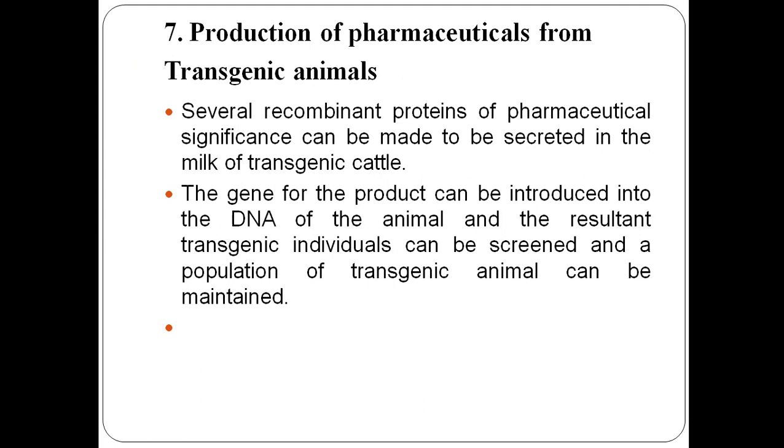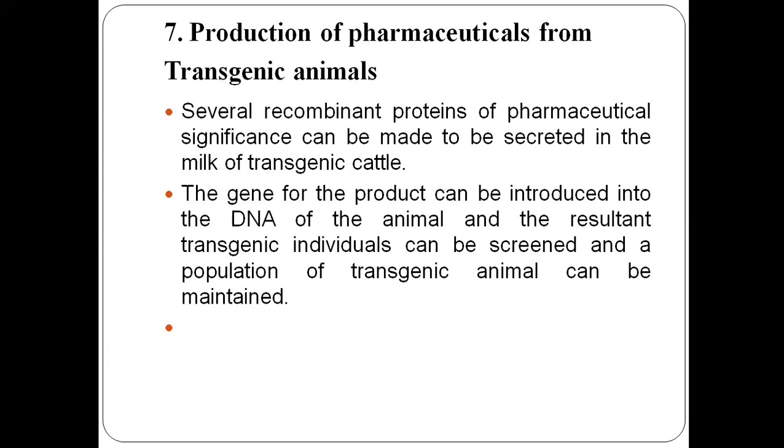Several recombinant proteins of pharmaceutical significance can be made to be secreted in the milk of transgenic cattle. So the gene for the product can be introduced into the DNA of the animal, and the resultant transgenic individuals can be screened, and the population of the transgenic animals can be maintained.